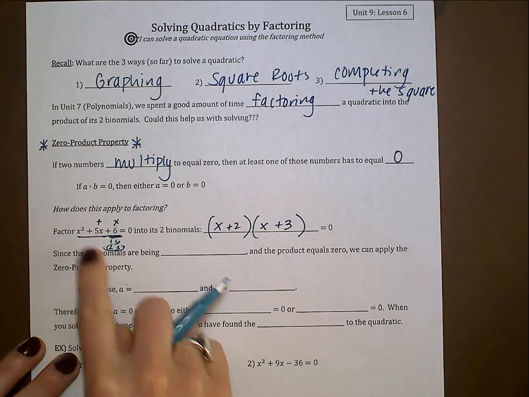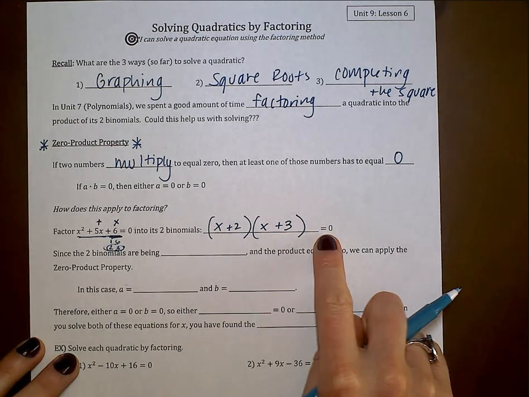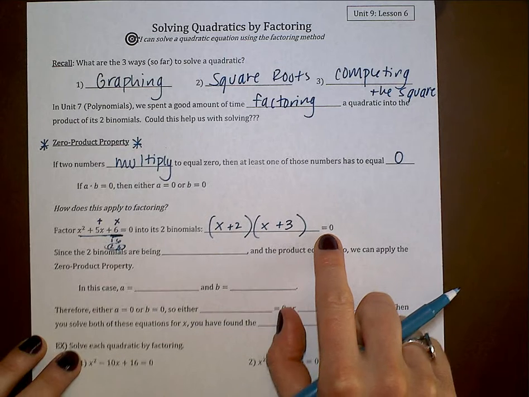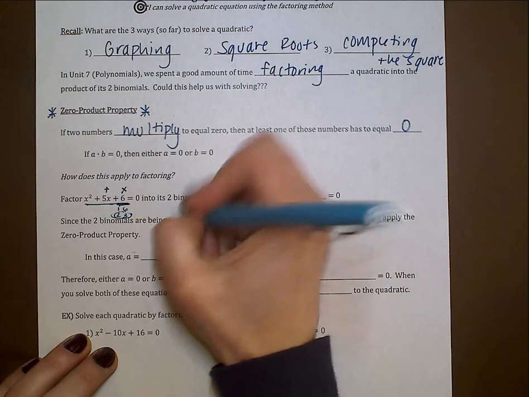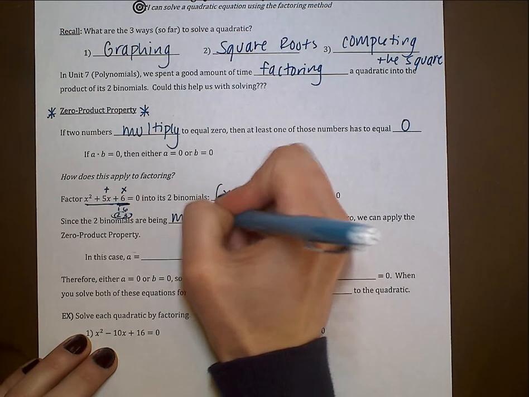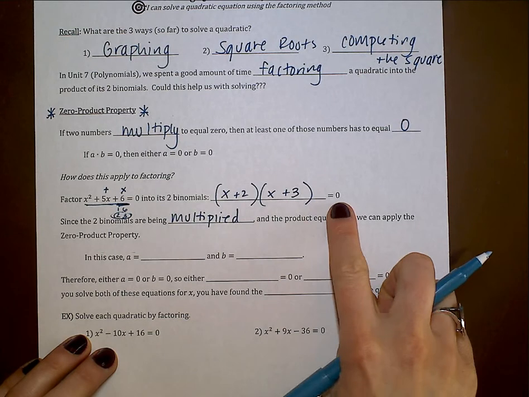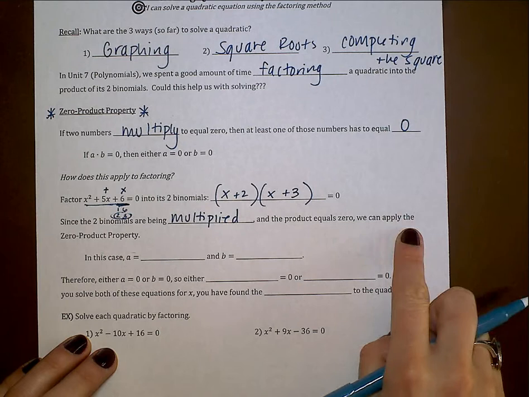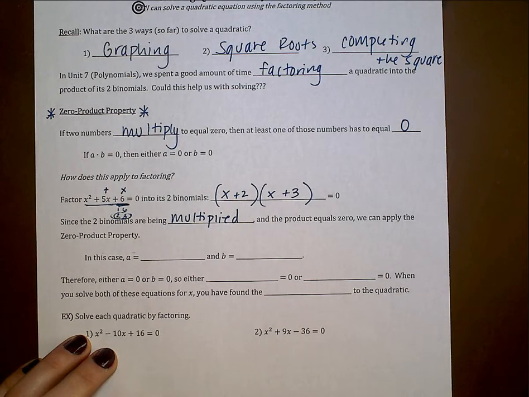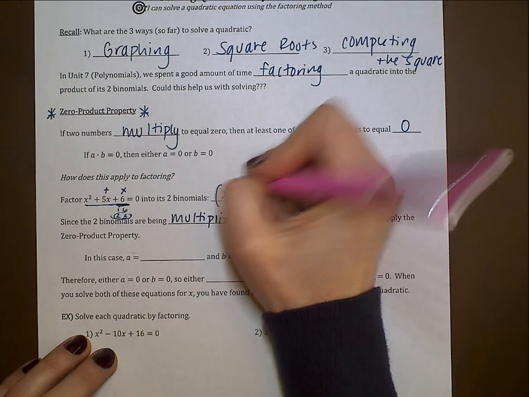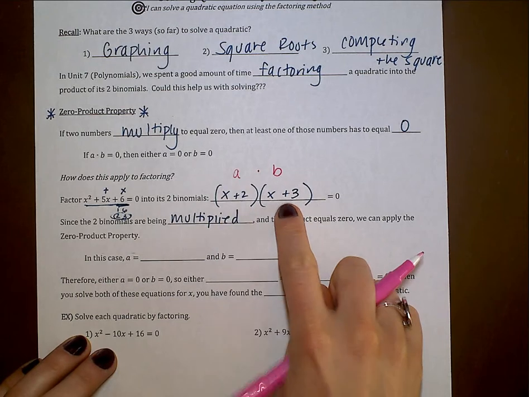Okay, so on the left-hand side, I just factored this into x plus 2 times x plus 3 and set that equal to 0. Now, since the 2 binomials, these guys, are being multiplied, they're just sitting right next to each other, and the product, or what it equals, is 0, we can apply this zero product property. So in this case, the A and the B would be these guys right here. So x plus 2 is kind of acting like A, and x plus 3 is kind of acting like B.